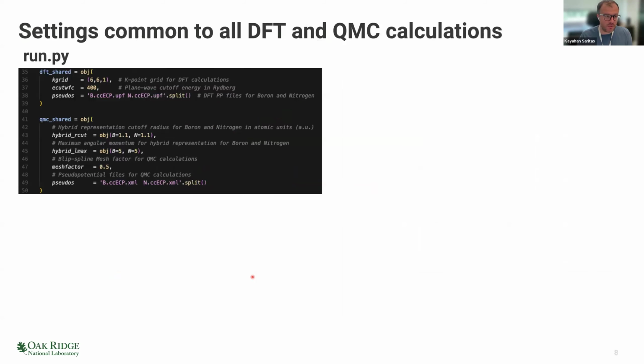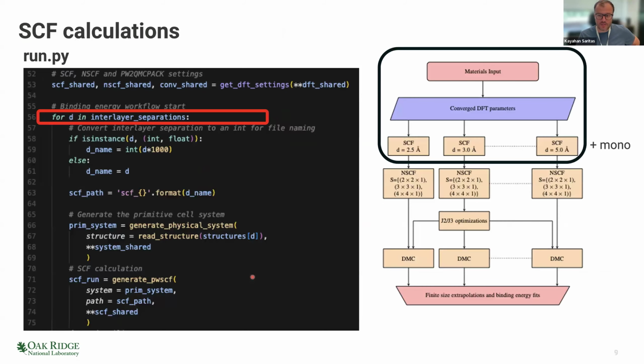So as I said before, these settings are common to all DFT and DMC calculations. They don't depend a lot on the system size or the number of atoms that you have for the different elements in your workflow. So those settings will be used anywhere in your workflow. So as I mentioned previously, the loop that is going over the interlayer separations is controlling the calculations that are following this stream of calculations for every interlayer separation.